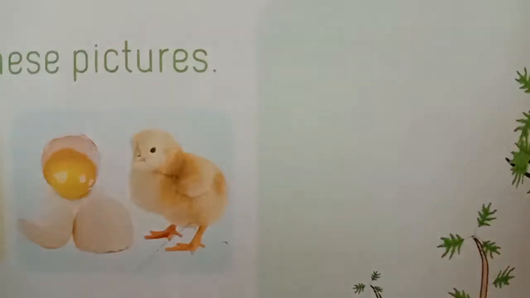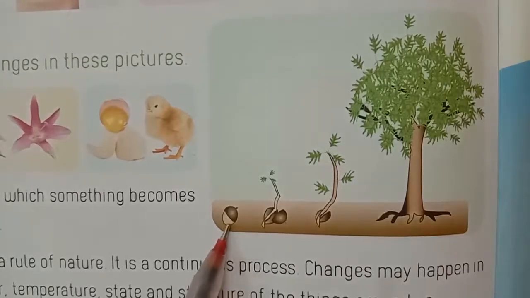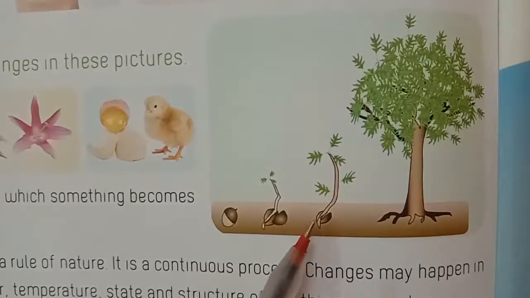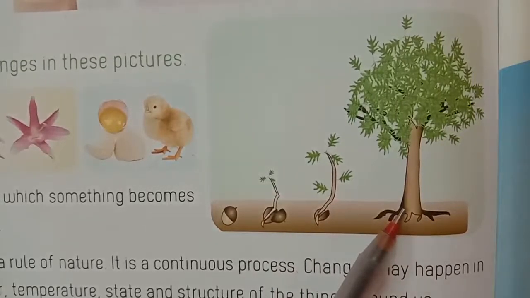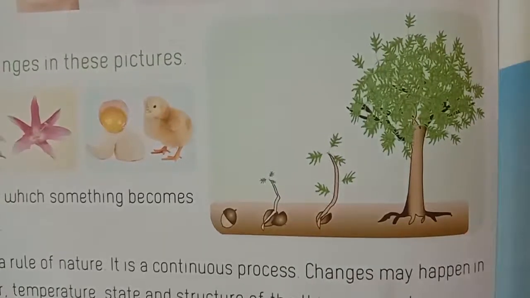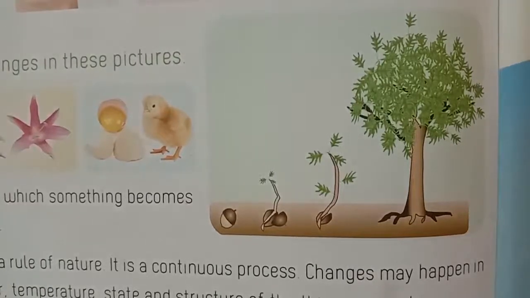Observe this picture, children. An egg hatches into a small chick. Children, observe this picture. A seed grows into a small plant. A small plant grows into a big plant. Big plants are called trees. An act or a process through which something becomes different is called a change.